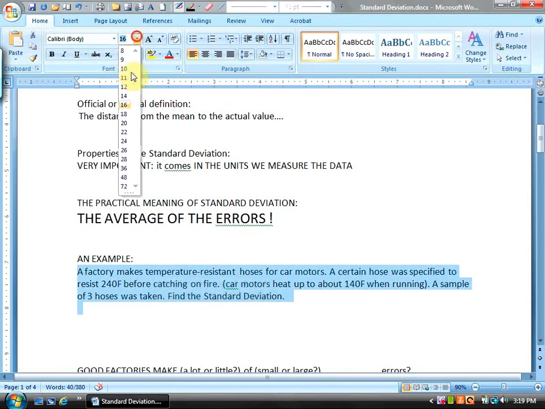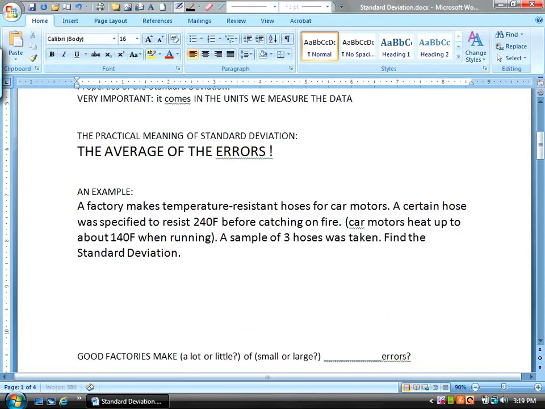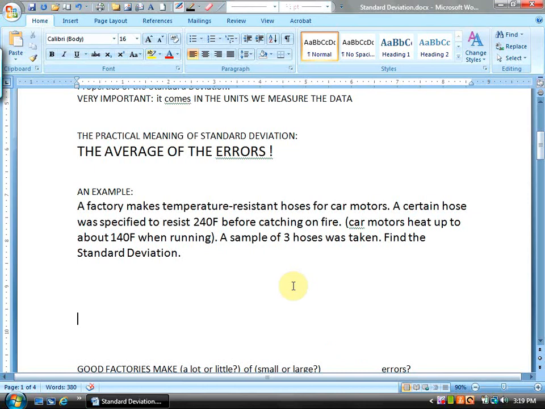Now, let's look at a little problem that I prepared here. A factory makes temperature resistant hoses for car motors. A certain hose was specified to resist 240 Fahrenheit before catching on fire, of course. So, what do we do to find the standard deviation? We go to a factory and pick up some hoses. In this example, we took 3, but usually you take about 15 or 20, not only 3. We're going to find the standard deviation.